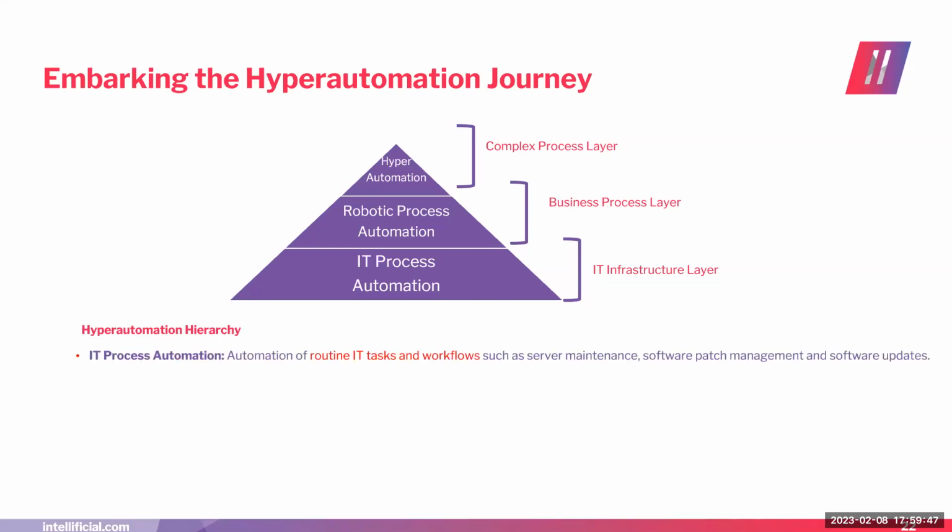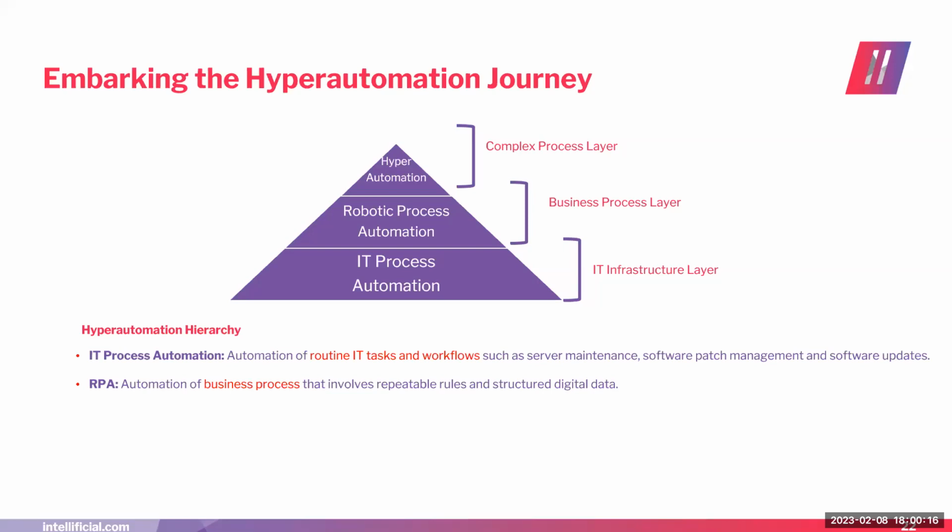So the hierarchy is: for automating all the routine IT tasks and workflows such as server maintenance, software patch updates, and software updates, we should use IT process automation tools. And for automating any business processes that involve repeatable rules or structured digital data, we have to use RPA. If it involves unstructured data, we have to use a combination of OCR and RPA that forms intelligent automation.